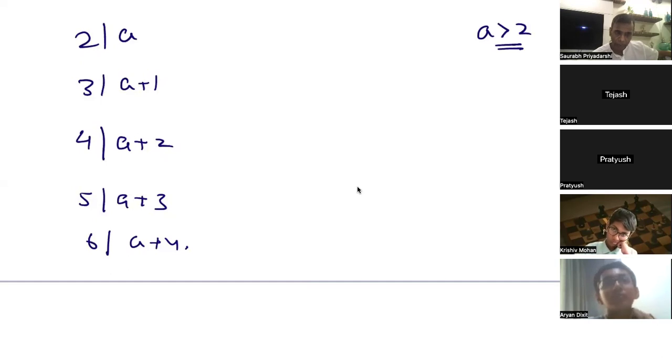But if you see with 5, Utkarsh, Aryan, 32 plus 5 is 35. Yes, sir, it's divisible by 5, right? But in A plus 2, it's not divisible by 4. 32 plus 2 will be 34, and it won't be divisible by 4.